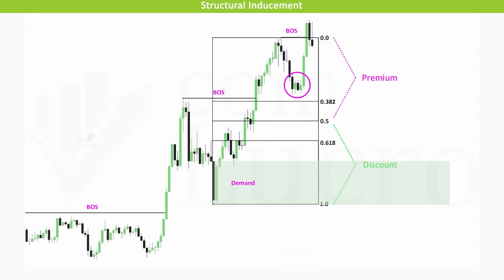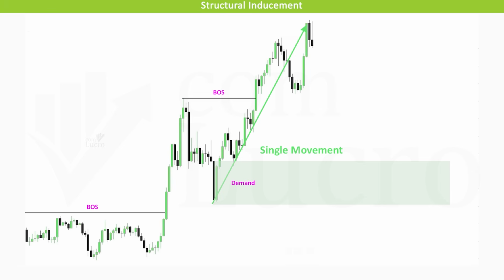This is critical. For us at ComLucro, a retracement that does not reach at least the 38.2% level cannot be considered a valid retracement. And even when price retraces only to the 38.2% level, these very shallow pullbacks tend to create inducements and liquidity hunts rather than clean entries. Because of that, traders must always be cautious with shallow retracements.